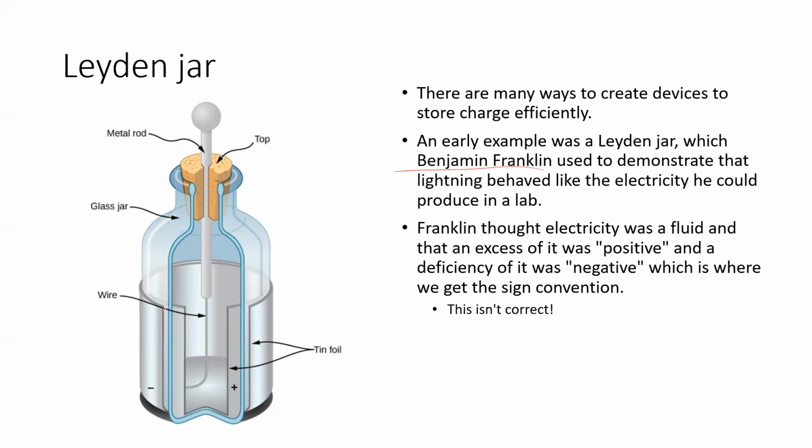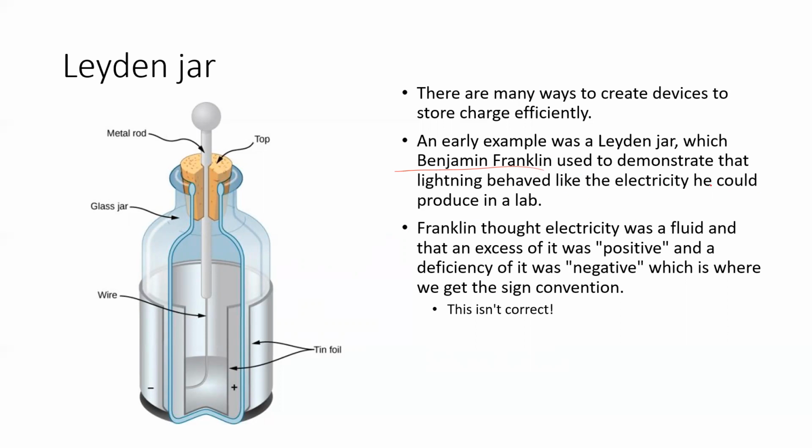And you could have a metal rod leading off the top. You could rub that metal rod with something like a piece of silk to transfer charge to it, and the charge would go into the jar and be stored on the metal inside of the jar. We'll talk about conductors later on, which will explain this.